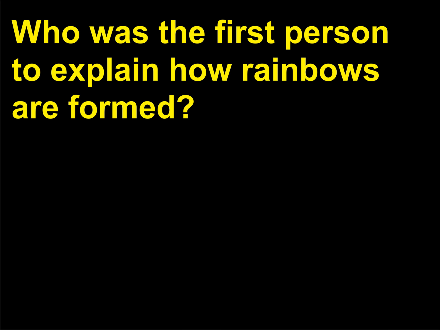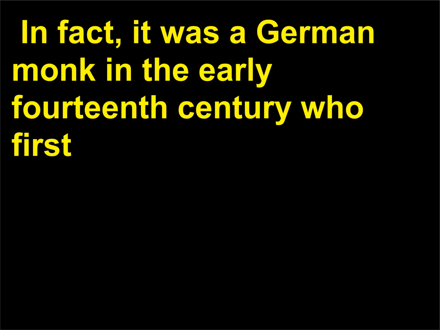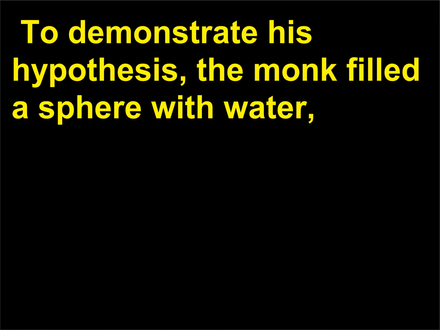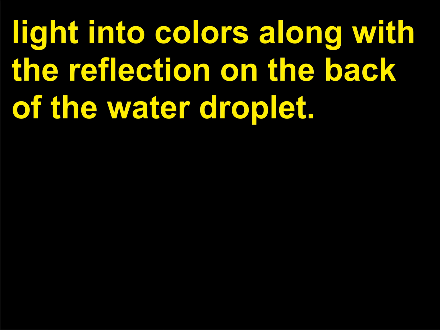Newton was not the first person to understand the optical characteristics of a rainbow. In fact, it was a German monk in the early 14th century who first discovered that light refracted and reflected inside a water droplet. To demonstrate his hypothesis, the monk filled a sphere with water, sent a ray of sunlight through the sphere, and observed the separation of the white light into colors along with the reflection on the back of the water droplet.